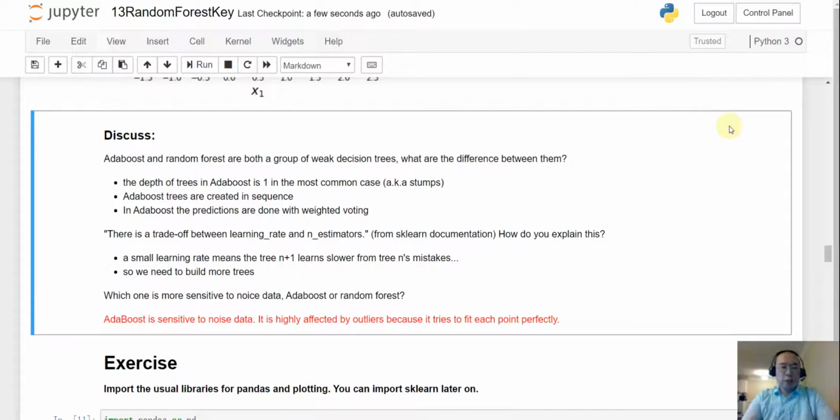Okay, those are the questions we want to discuss. Number one: AdaBoost and random forests are both a bunch of decision trees, so why are they different?